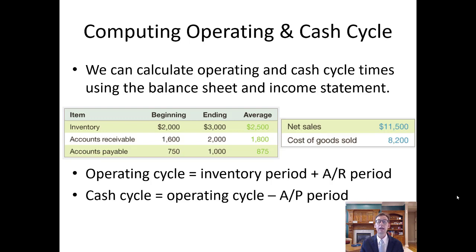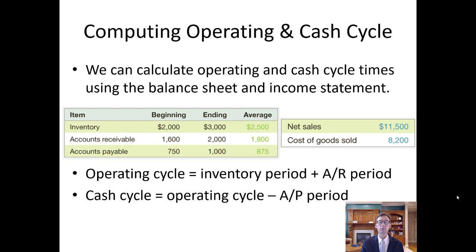So we can also calculate these using information that we can get from the balance sheet and the income statement. Now this comes in really handy when you are analyzing a company and you don't have the internal data. This could be a competitor, or it could be a company that you're thinking about buying. And so you could actually go out there and look at their publicly available financial statements and get the information that we're about to use to figure out this operating and cash cycle information.